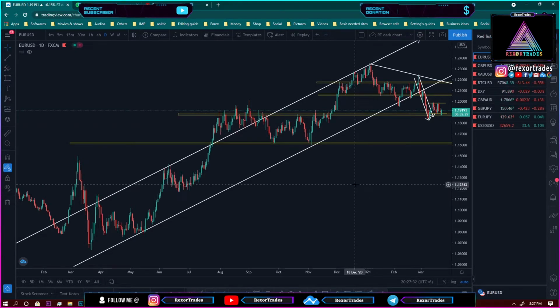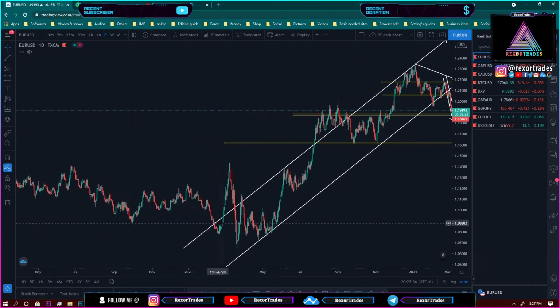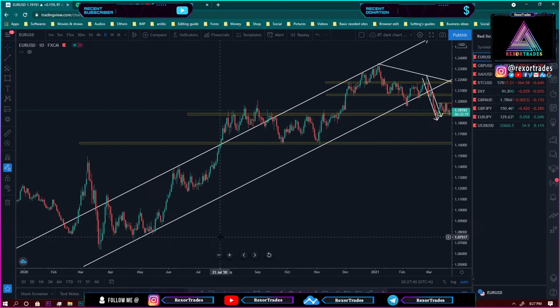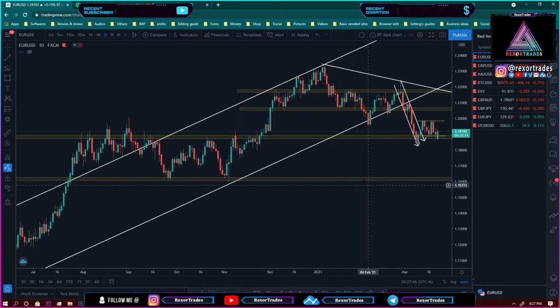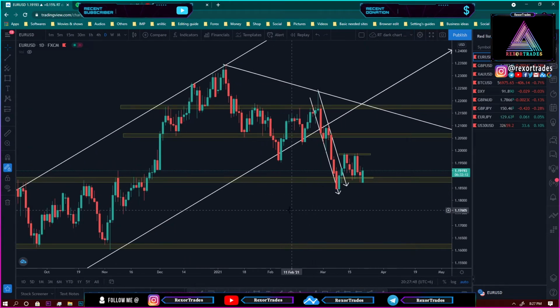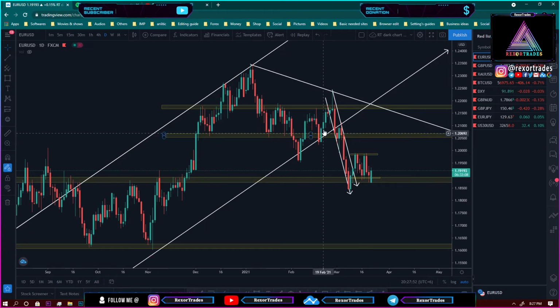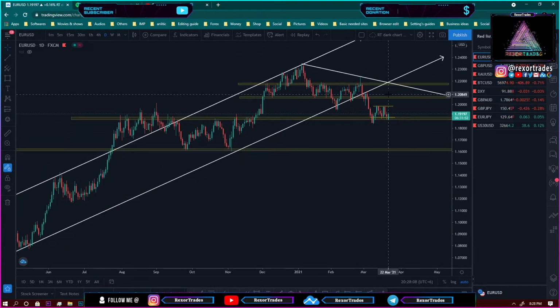So in the euro US dollar chart, we are in a one-day time frame here, and we can see that for a long period of time euro US dollar has been moving in an uptrend channel like this. Then until recently the price broke out of that long-term uptrend channel and is currently forming a bit of a downtrend after breaking the uptrend line.